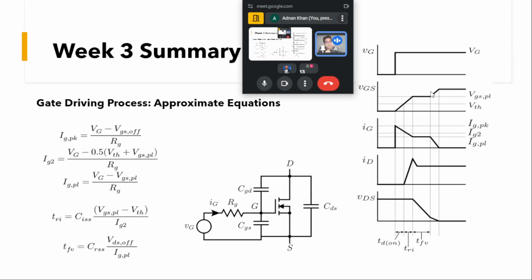Now if we want to calculate the IG at the time of the Miller plateau, it is similarly VG minus VGS plateau divided by RG. So this was about the IG.